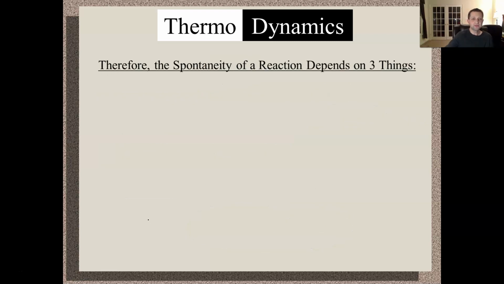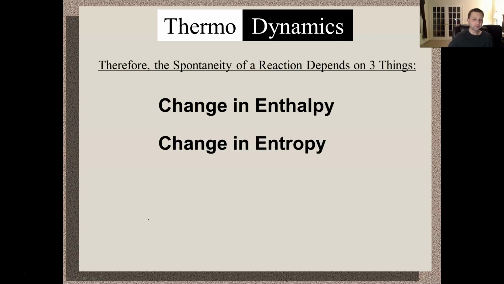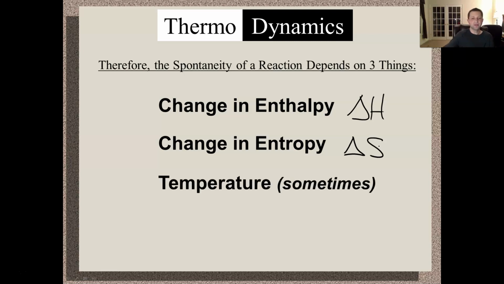So here's what spontaneity was going to depend on. 3 things. Change in enthalpy, change in entropy. So we have delta H here, delta S here. And if delta H and delta S are favorable, then who cares what the temperature is? It's going to happen all the time. If delta H and delta S are both unfavorable, it doesn't matter what the temperature is. It ain't going to happen. But if one of the two here, okay, if delta H or delta S is favorable, there's a chance, and it's going to depend on temperature.